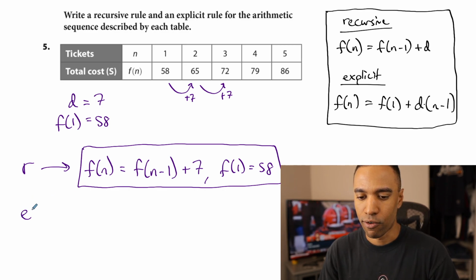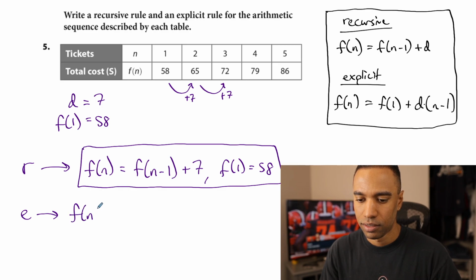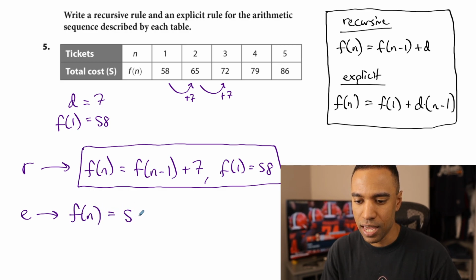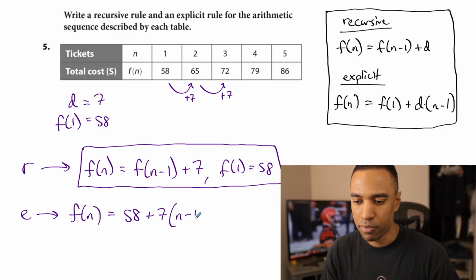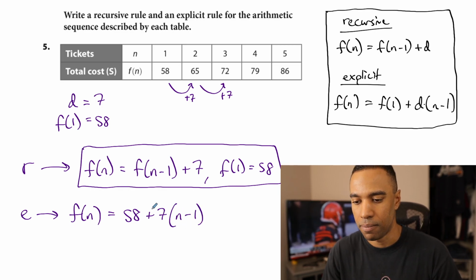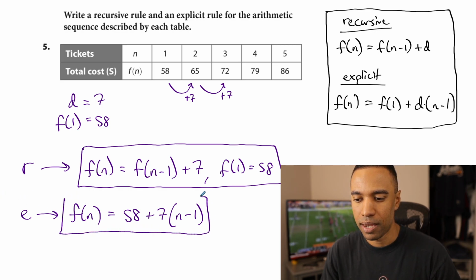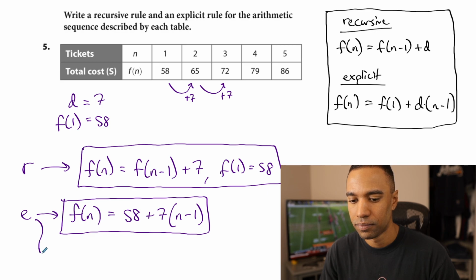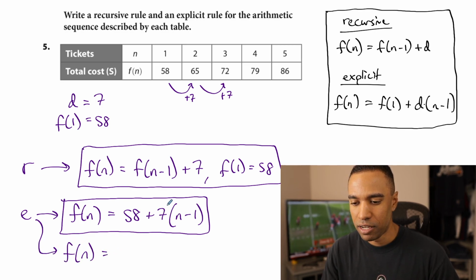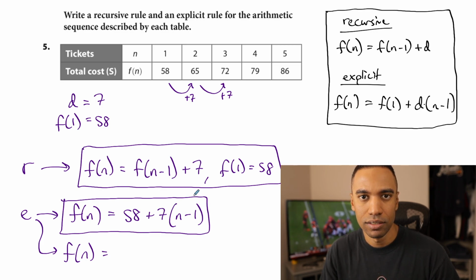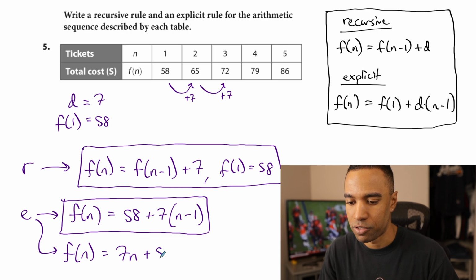The explicit form is going to say f of n equals first term being 58. We add 7, not the same number as the number of terms, but 1 time less. Okay, and it looks like that. If I wanted to clean this up and get the distributive form, the simplified version, distributing a 7 becomes 7n minus 7. 58 minus 7 is 51, so that becomes 7n plus 51.